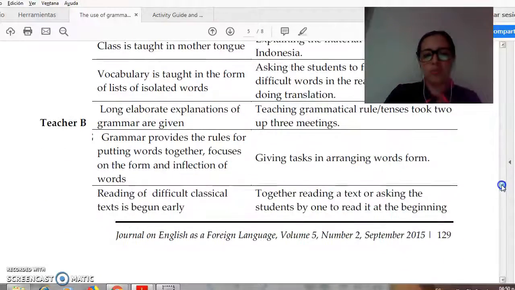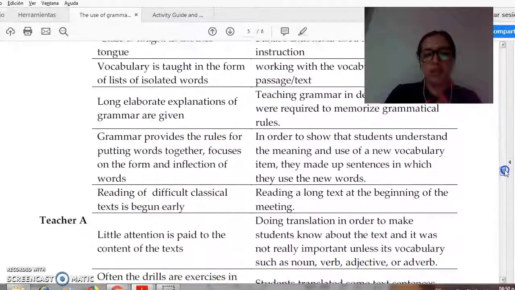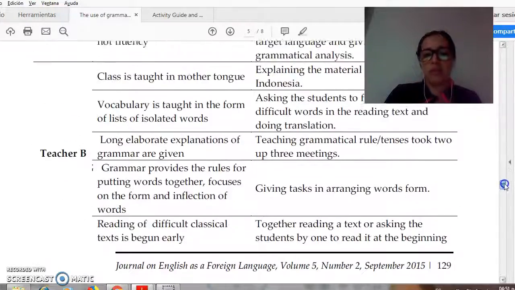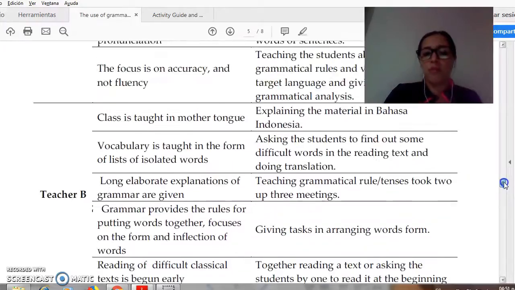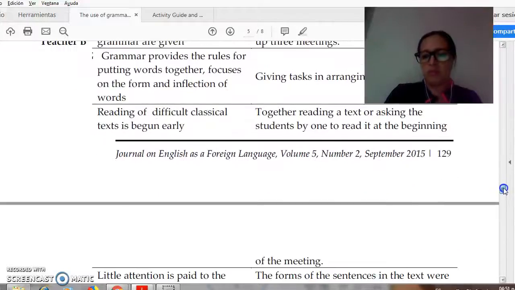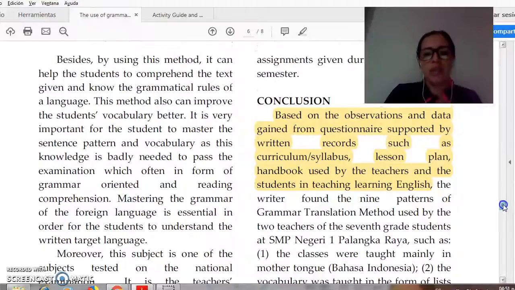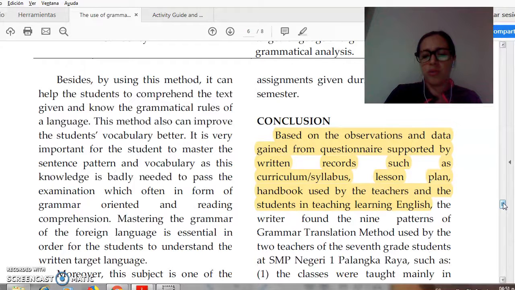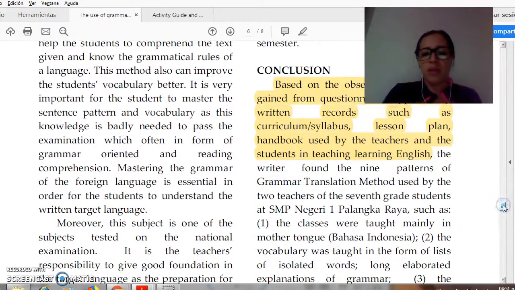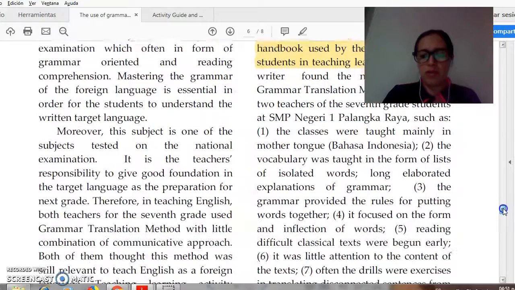So as you can see both in teacher A and in teacher B, both have the same 9 patterns, and both of them work with these patterns in a different way, very similar but different ways. So finally, the conclusion is that based on the observation and data gained from questionnaires supported by written records, such as curriculum syllabus, lesson plan, handbook used by both teachers and students in teaching learning English, the writer found the 9 patterns that I just explained.